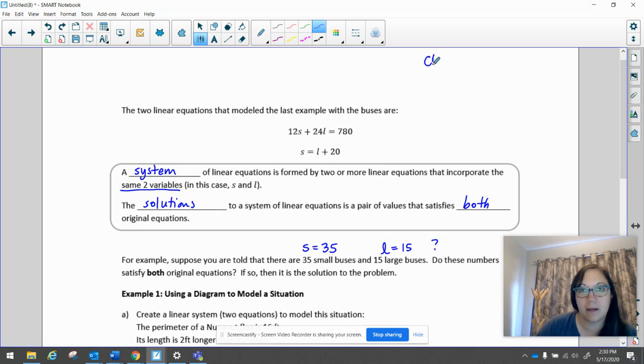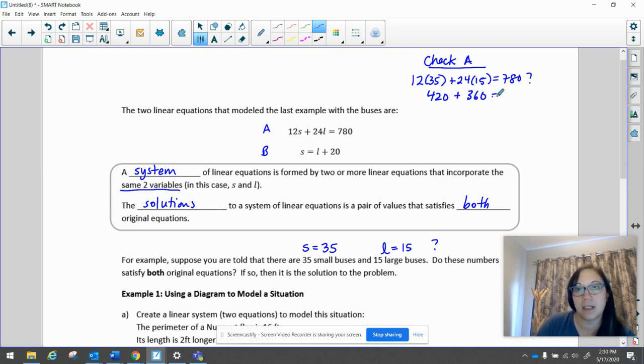I'll call this one equation A and that one equation B. I'm going to check my answer in equation A. So I'm going to put the 35 in the spot of the S and the 15 in the spot of the L, and see if that equals 780. So 12 times 35 is 420. 24 times 15 is 360. The question is, does that equal 780? And in fact, I do get 780 equals 780.